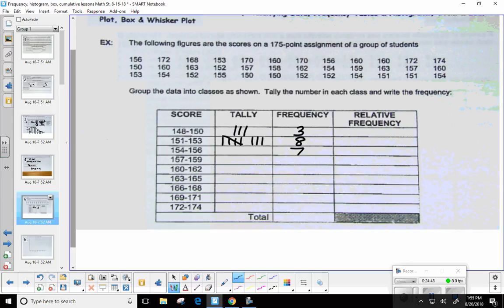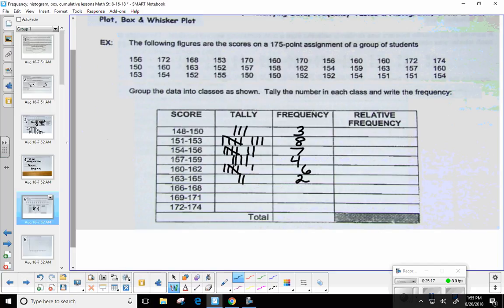It's easy to miss, especially the more data you have. There's more potential for those little mistakes. So that's okay. 1, 2, 3, 4, 5, 6, 7. 157 to 159. There are 4. We seem to agree on that one. 160 to 162. 6. Very good: 1, 2, 3, 4, 5, 6. 163 to 165. There's only 2. Very good. 2 tally marks.